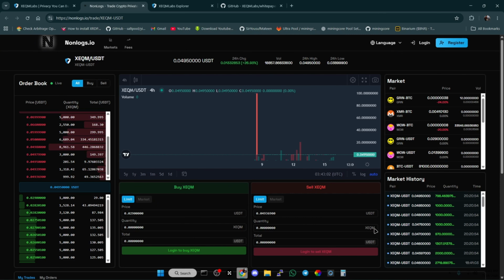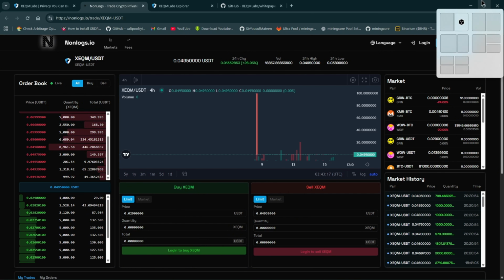I used it to buy my first XEQM for myself, and I found it very good, even though there were some login verifying captcha errors in the beginning, but I found a solution in the Telegram group. I also shared it.